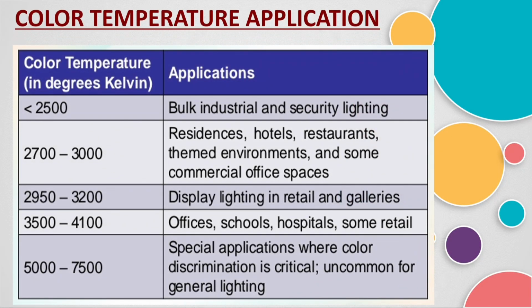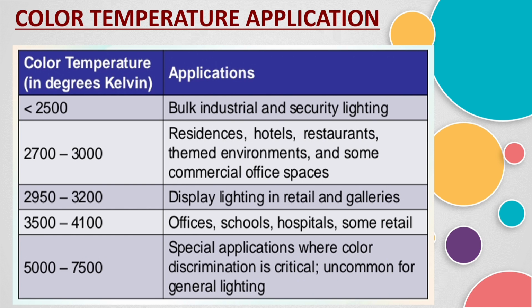Color temperature application. This table correlates color temperature, which is measured in Kelvin, with different lighting applications. So first is less than 2,500: bulk industrial and security lighting. These applications often prioritize functionality over color accuracy, so a very warm, reddish light is suitable.